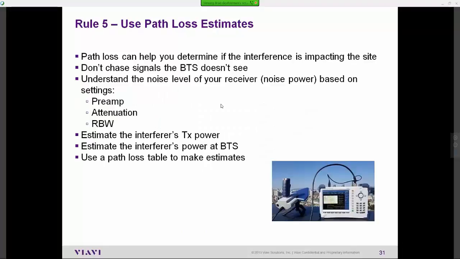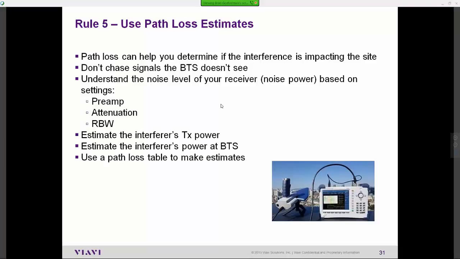Now here's that key, and it comes back to that empty lot example we used. Rule 5, use path loss estimates. Path loss can help determine if the interference is impacting the site. Don't chase signals the BTS doesn't see. Back to Rule 1. Understand the noise level of your receiver. That noise power is based upon settings of the preamp, attenuation, and resolution bandwidth.